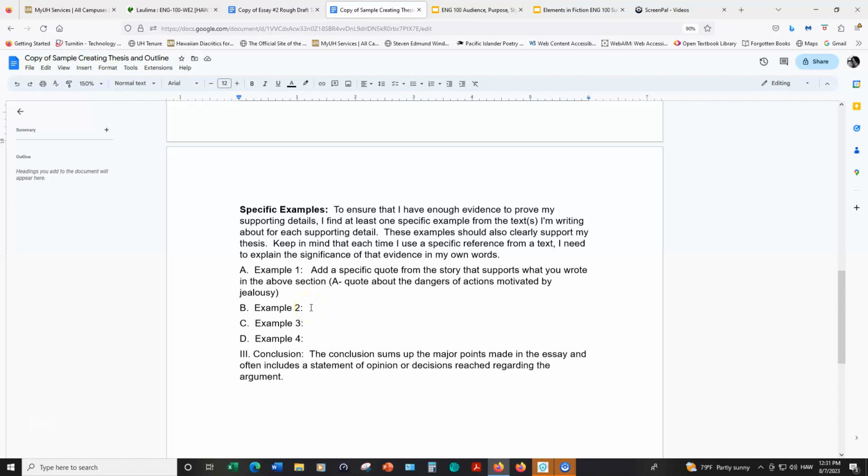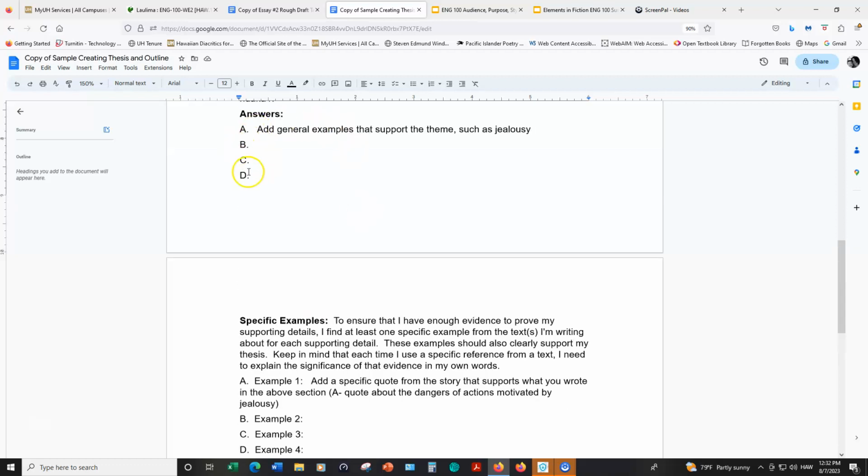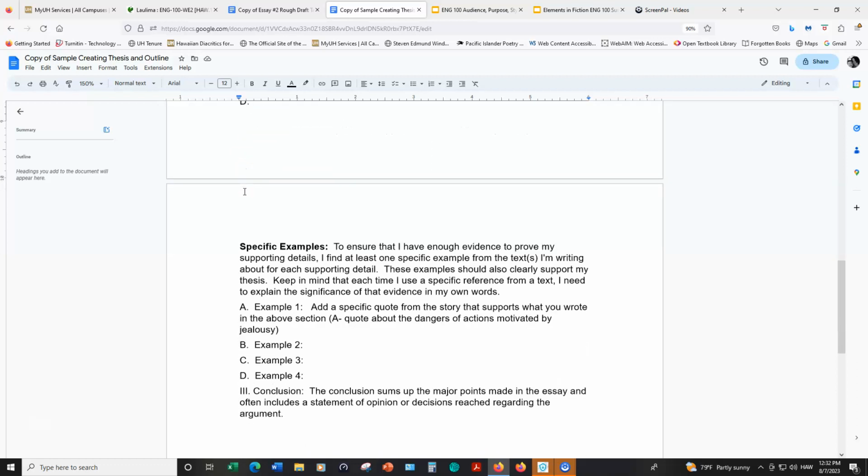And again, there is no magic number of how many supporting points you need. It really depends on what you're writing and how detailed or not you're getting into each of these points. So as long as you have enough information to support your thesis statement, the point you're making in your paper, that really determines how many points you put here. So, maybe if you stop at C, that's fine, or you want to add E, that's fine too. This really is up to you.